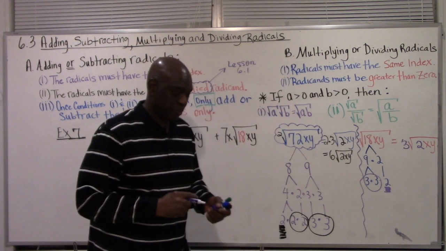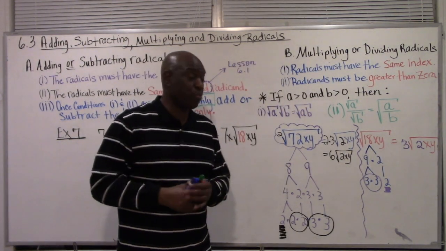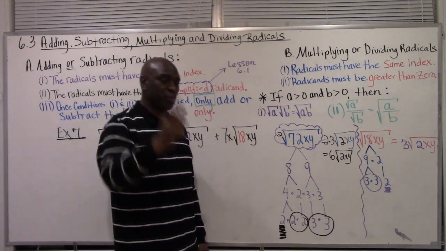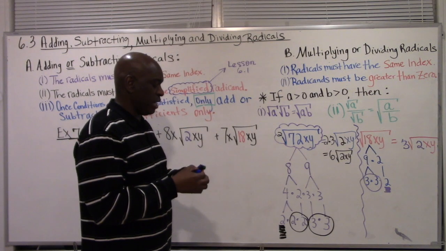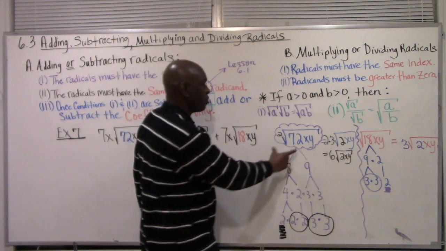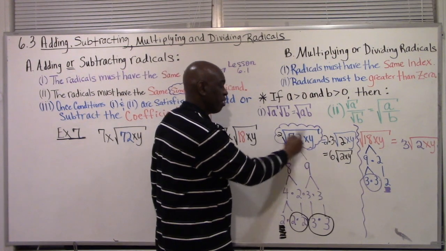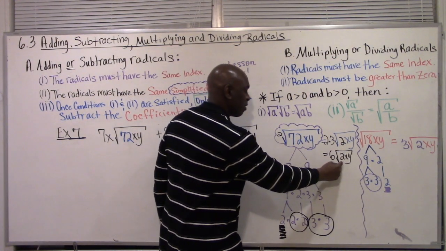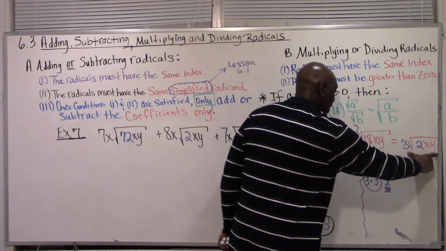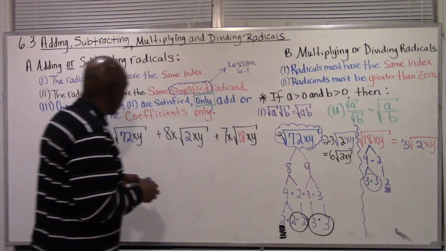Congratulations, ladies and gentlemen. You have just gone through the process to give us a simplified radicand. That's what we've done. Now go back to the problem, and wherever you see this in the cloud, you write this now. And wherever you see radical 18xy, you write that now. Let's do that.